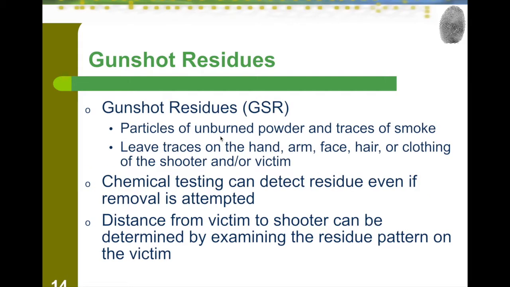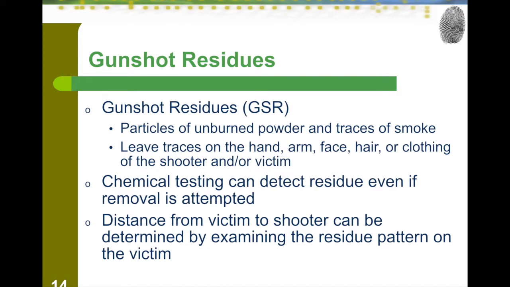Gunshot residue, GSR we call it, is particles of unburned powder and trace smoke that leaves traces on the hands, the arms, face, the hair, or clothing of the shooter or victim. Only if you're in close proximity, though. If it's a long range shot, you're not going to get gunshot residue on you or on the other person.